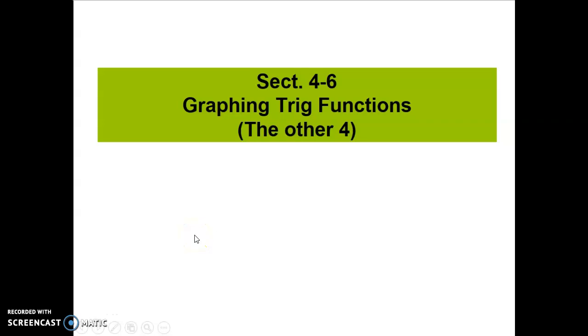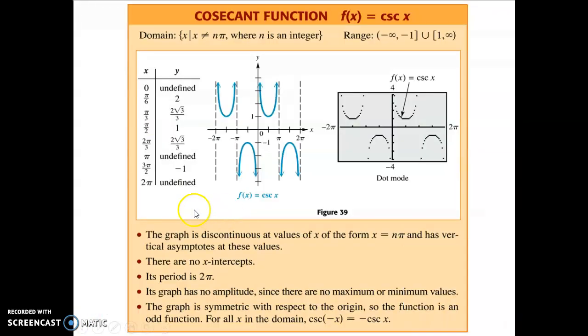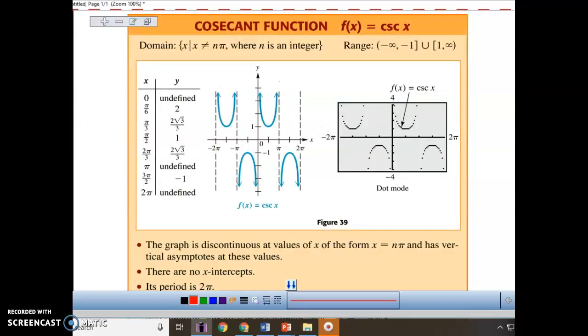For the next section, 4.6, graphing the other four trig functions, the work that we do will be the exact same. The only difference is we have to be careful of some asymptotes. And so for the cosecant graph, our key points, they've given you several here. We're actually not going to use all of them.